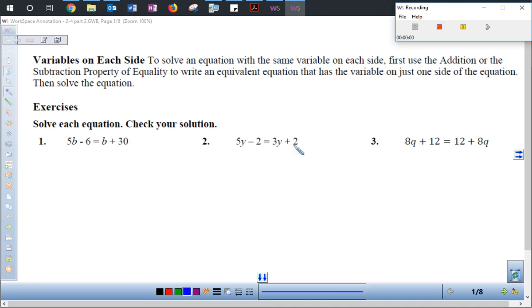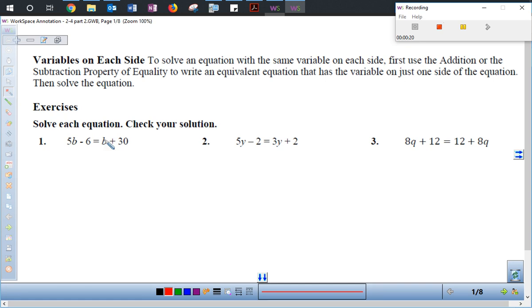Alright guys, today we're going to talk about solving an equation with a variable on each side. On number 1, we have an equation with an unknown b that they want us to solve for. The equation reads 5b minus 6 equals b plus 30. Now if you'll notice, we have a variable on each side of the equation, on the left side and on the right.